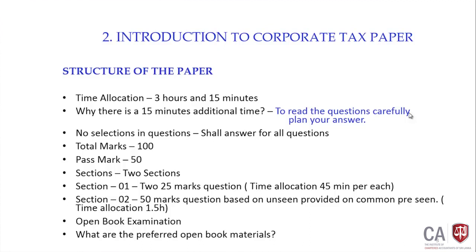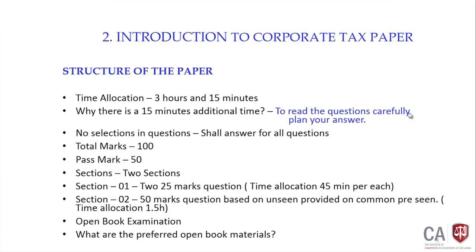All of you know that. Then there is 15 minutes of additional time, for you to read and plan your answers to the given questions. That 15 minutes is critical for a smart student to pass this paper. Total marks are 100 and the pass mark is 50. For brilliant students like you, why not get the 50 marks for this paper? All of you can do this.